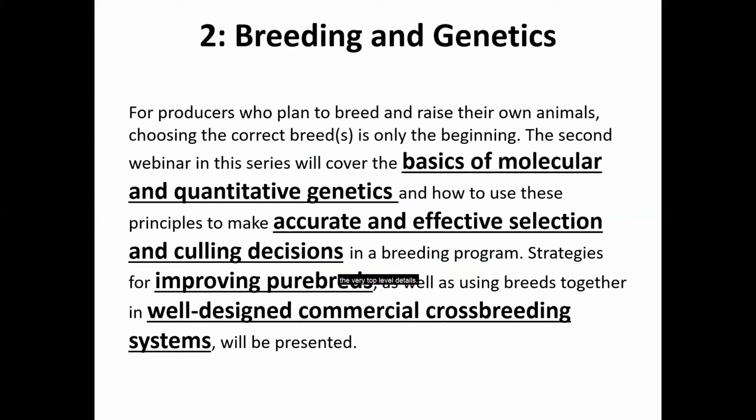So our description for the day, again, the highlights: covering the basics of molecular and quantitative genetics, which are going to be the very top level details, and then how to use those principles in making selection and culling decisions in a breeding program. So we'll focus on basically two different approaches, improving purebreds, and then working within commercial crossbreeding systems for the commercial industry. And you'll find that there are different concepts that apply to both as we go along.